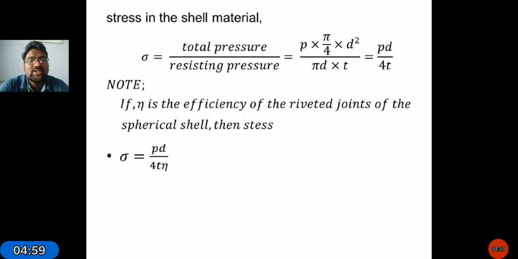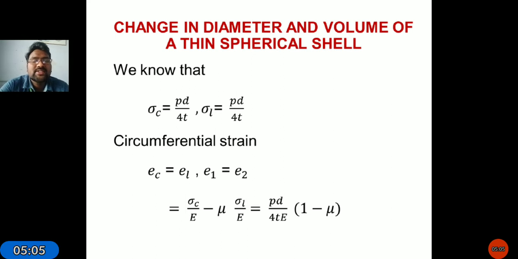Okay, by using this formula, we can calculate the stress developed in the spherical shells due to the internal fluid pressure. Next, coming to changes in diameter and volume of thin spherical shells. It is nothing but the strains developed in the thin spherical shells, that is, diametrical strain and volumetric strain. By using these formulas, we can calculate the change in diameter and change in volume.